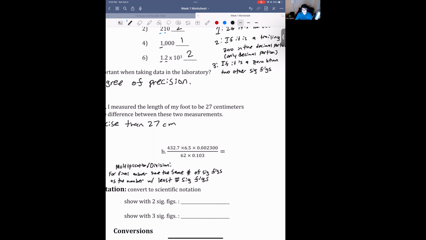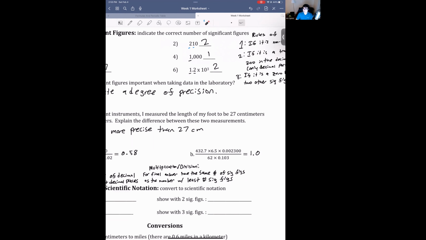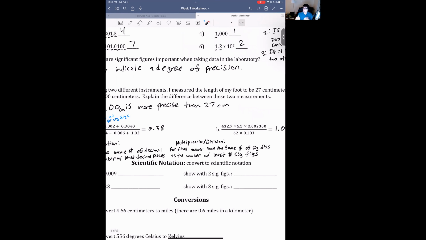So 432.7 times 6.5 times 0.2300, 62 times 0.103. With 2 sig figs, you should end up getting 1.0. Again, we're not basing this on decimal points for the number of sig figs for multiplication and division. If it's just addition and subtraction, then you look at just the decimal points. But for multiplication and division, you're going to look at the total number of sig figs.